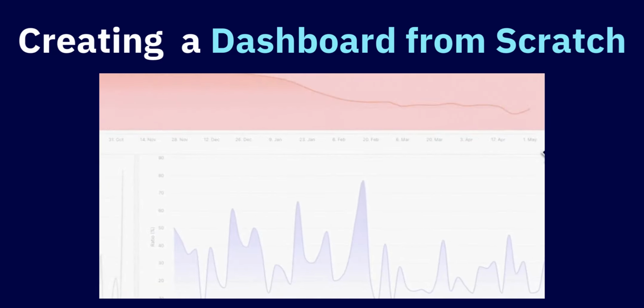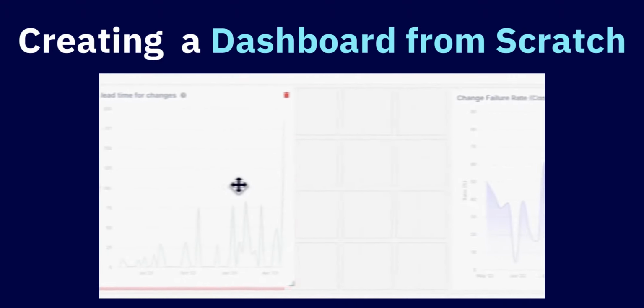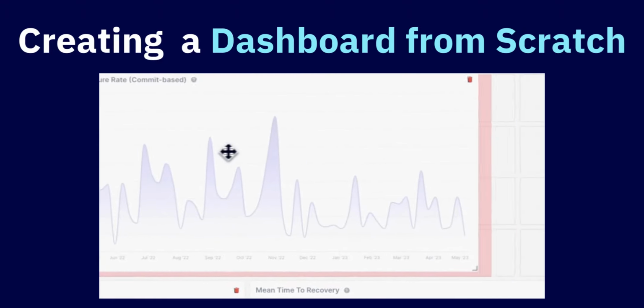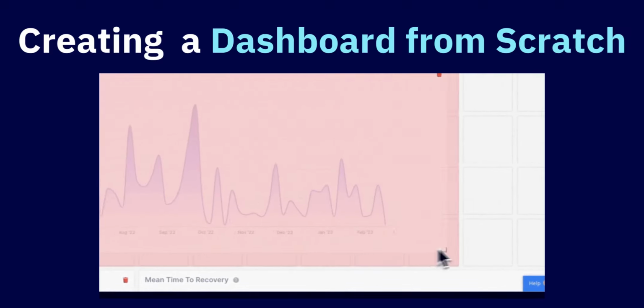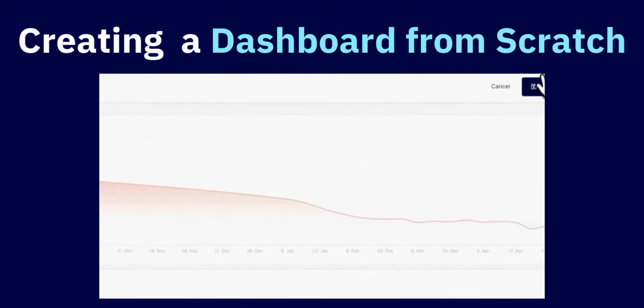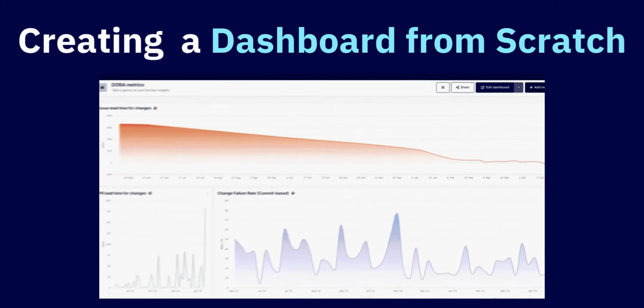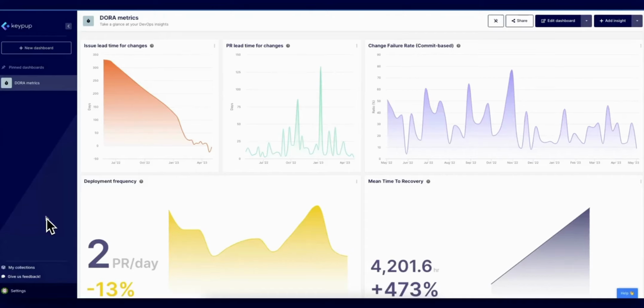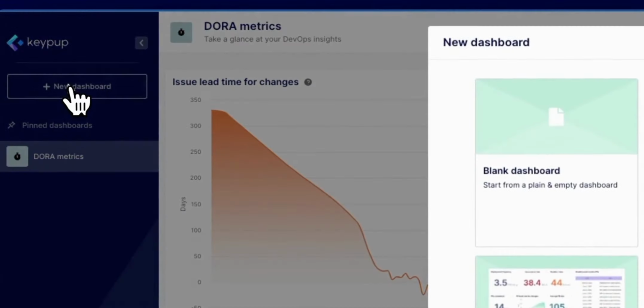With this powerful tool, you can create a customized dashboard that meets the unique needs of your team and stakeholders from scratch or from a template. Here are the steps to create an engineering dashboard from scratch using Keypup. First, click on the plus New Dashboard button located at the top of the left navigation panel.